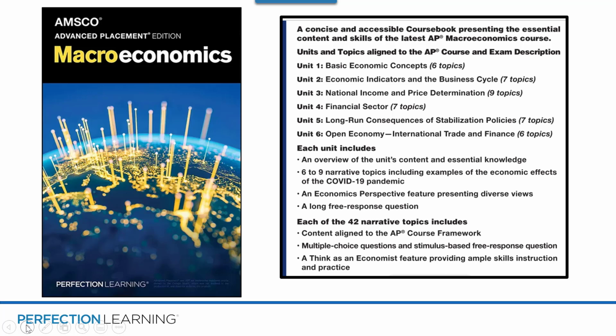The macroeconomics book is structured just like this. It is broken down into 6 units, starting with basic economic concepts. Each unit is going to have an overview of the unit's content and essential knowledge. It's going to have anywhere from 6 to 9 narrative topics and examples of economic effects. It'll have economic perspectives features throughout, presenting those viewpoints, and a long free response question.